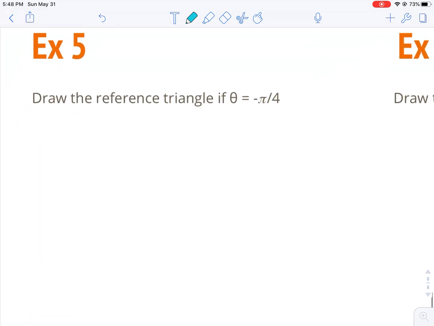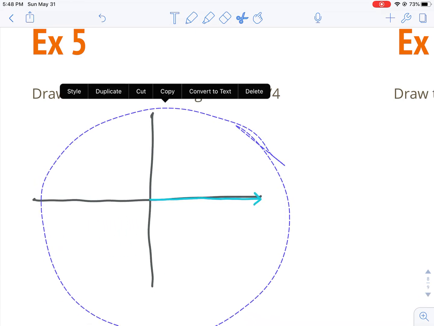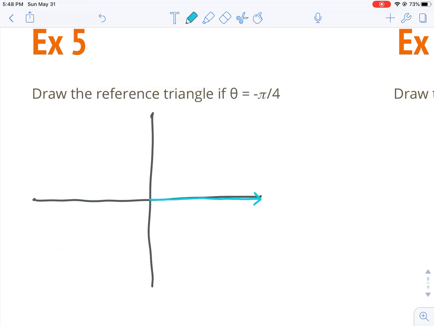All right, on these next ones, I'm going to have to use my noggin a little bit. It's more than just counting around. This time I'm going negative. So I know positive pi over 4 is that 45 degrees. This time, since I'm going negative, I'm moving this direction. So I end up there. Drop in that triangle, and I'm good to go.